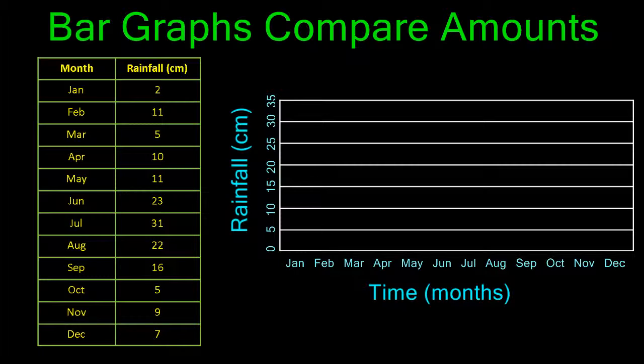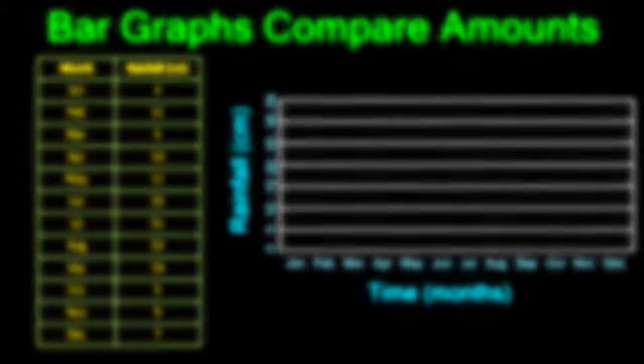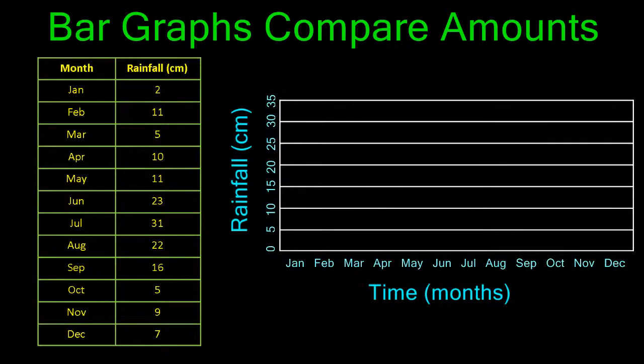So we start with 0 down at the bottom and increase by 5, 10, 15, 20, 25, 30, and 35 all the way at the top. So we have 35 centimeters of rainfall space available to us. And again, the largest data point is 31, so we can be sure that that will fit on there. Now that we've properly set up our bar graph, we just need to add the data.